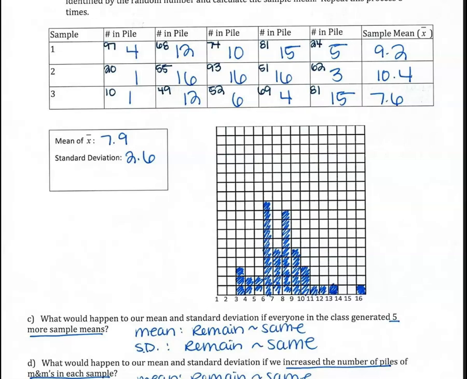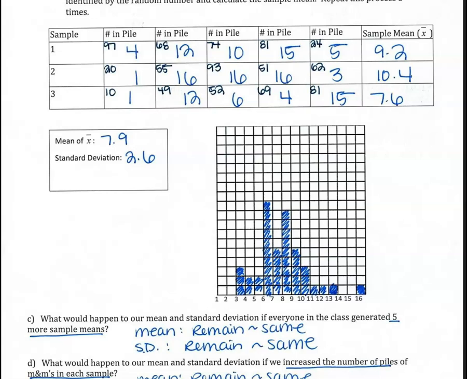And then they do a 1-Var Stats, and they would figure out the mean and standard deviation of all of our sample means in the class, just like how we did the mean and standard deviation of the sample proportions in the baseball problem. So with my distribution, I ended up with a mean of 7.9 and a standard deviation of 2.6. So if I had to guess the average number of M&Ms per pile out of all 100 of those piles, my best guess would probably be about a 7.9.